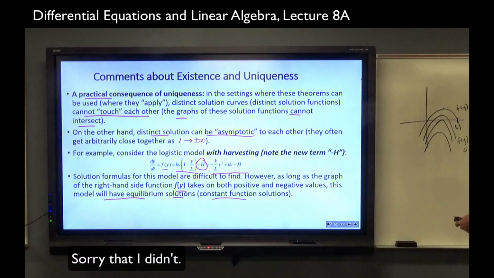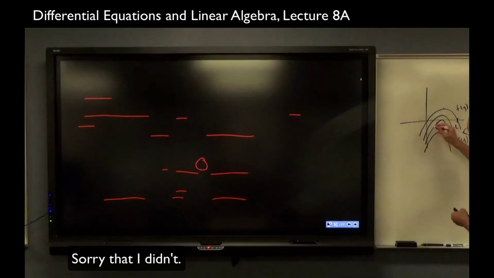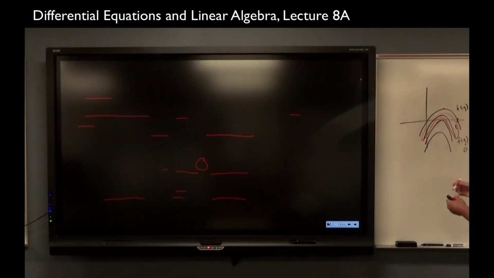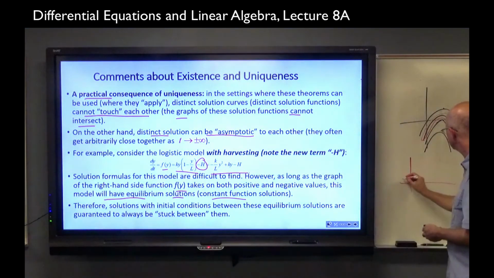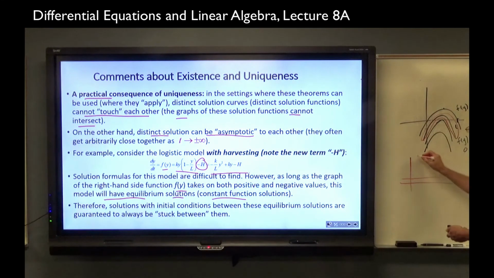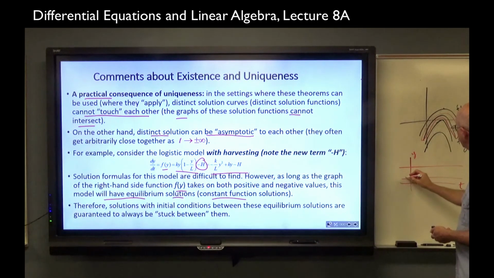In this kind of situation, right here, you got two equilibrium solutions because there's two intercepts here. Two equilibrium solutions. Now I'm drawing the phase plane here. Two horizontal lines that are solutions. Other solutions are going to look like this. Let you think about that. And if the initial conditions are between these two, you know it's got to be stuck between them for all t. This graph has got to be stuck between the two equilibrium solutions for all t. That's a guarantee.